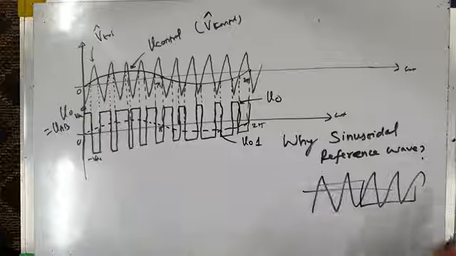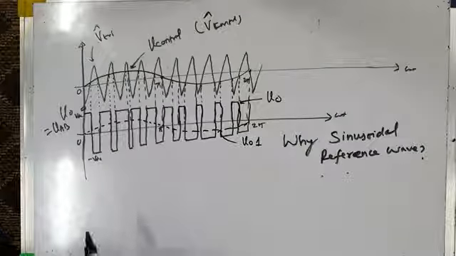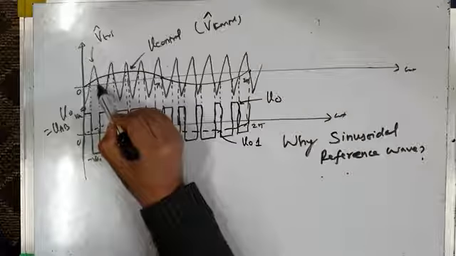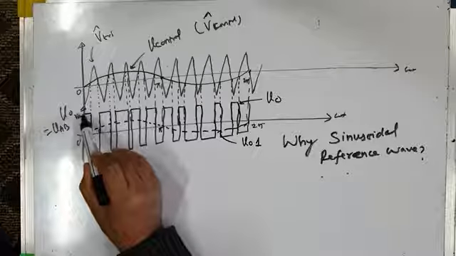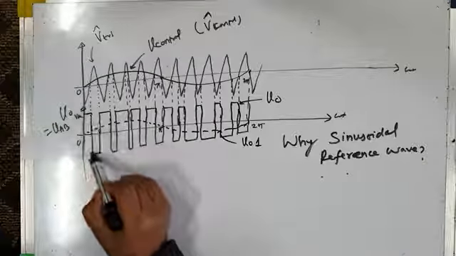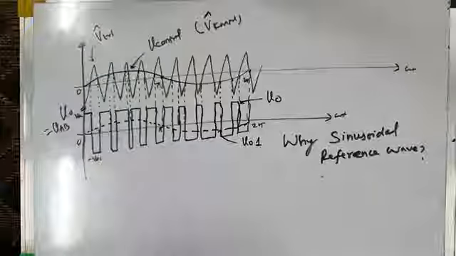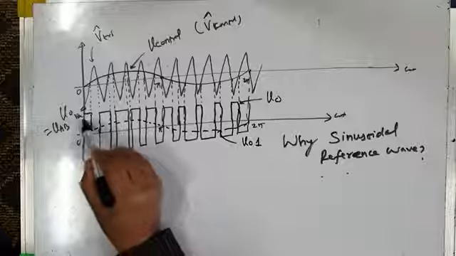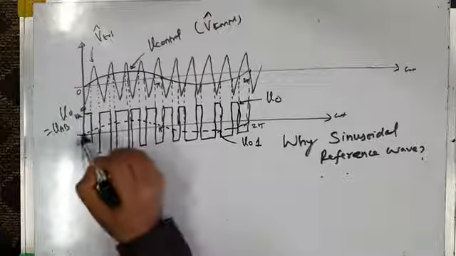This is also an AC wave. The answer to this question, why we have chosen a reference sine wave, is that if you see each carrier cycle, for example this carrier cycle, the inverter output voltage is like this. It has a plus VDC and a minus VDC, and it has a certain average value. Maybe its average value is 0 because plus VDC is almost equal to minus VDC.